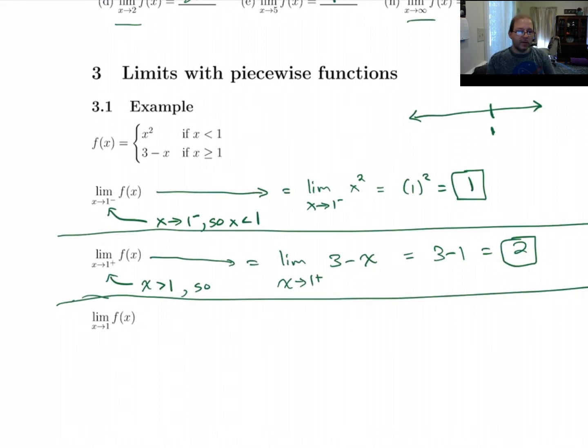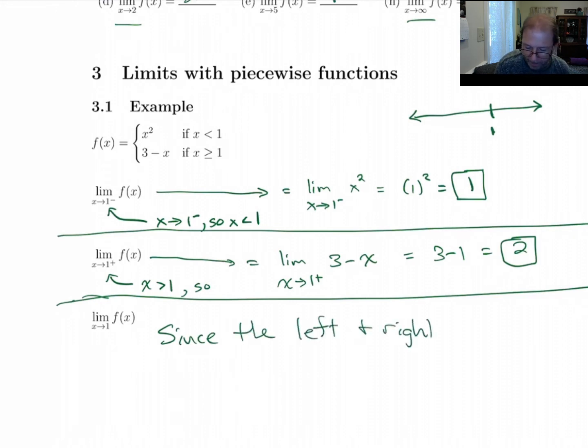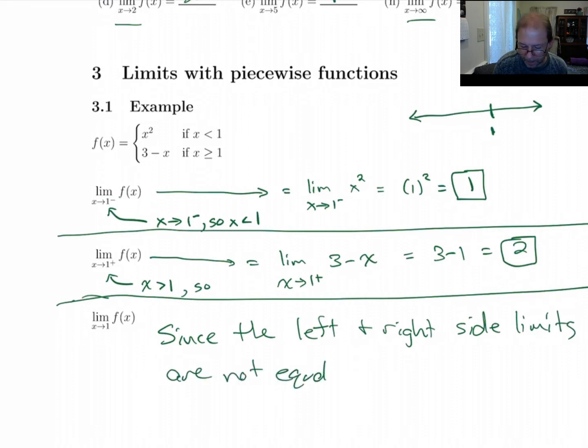All right, so now to do the overall limit, really what we have to do is do the two one-sided limits. We already did those, so since the two one-sided limits are not equal, this limit does not exist.